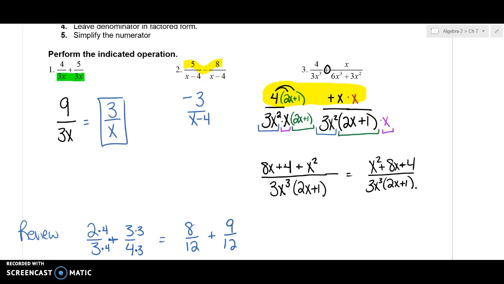Now, usually we're done at this point. Sometimes the numerator might factor, and then we could maybe cancel more stuff out. So we should at least take the moment to check. Think about what can you multiply to get 4. You can do 1 times 4 or 2 times 2. Would either of those pairs ever add up to 8? No, so we can't factor it. This is our final answer.